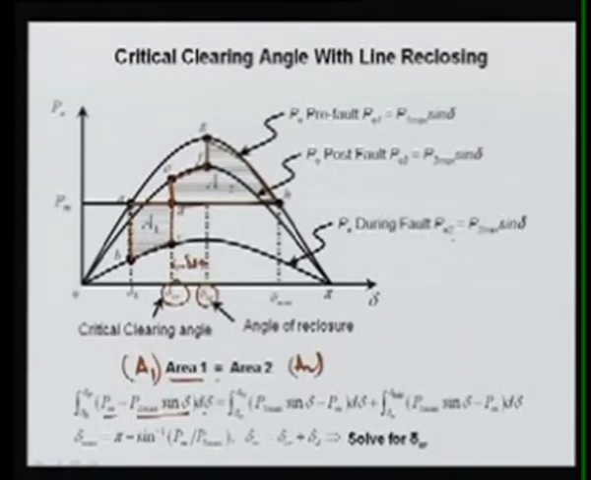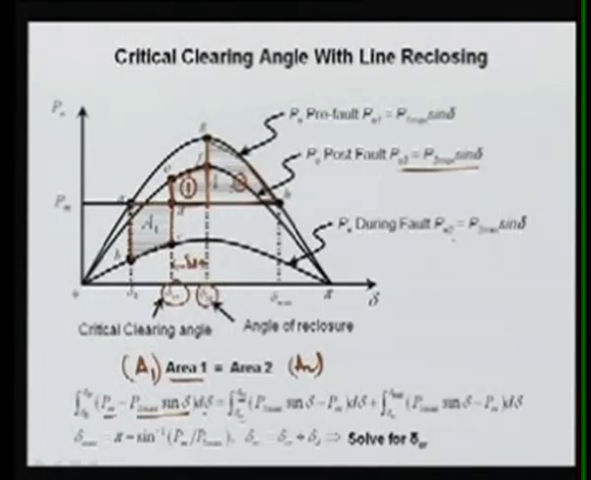Now we have the different curves and different areas. We can divide this area into two parts: one is here, 1, and the other is 2. So 1 is nothing but the PE3, because it is the PE3 here. PE3 max minus PE, and it is from delta CR to delta RC, the reclosing angle, plus this area.